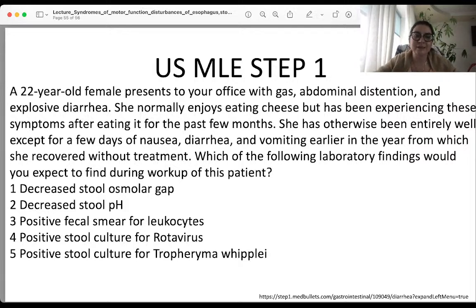First option, decreased stool osmolar gap. Second, decreased stool pH. Third, positive fecal smear for leukocytes. Fourth, positive stool culture for rotavirus. And fifth, positive stool culture for Tropheryma whipplei.